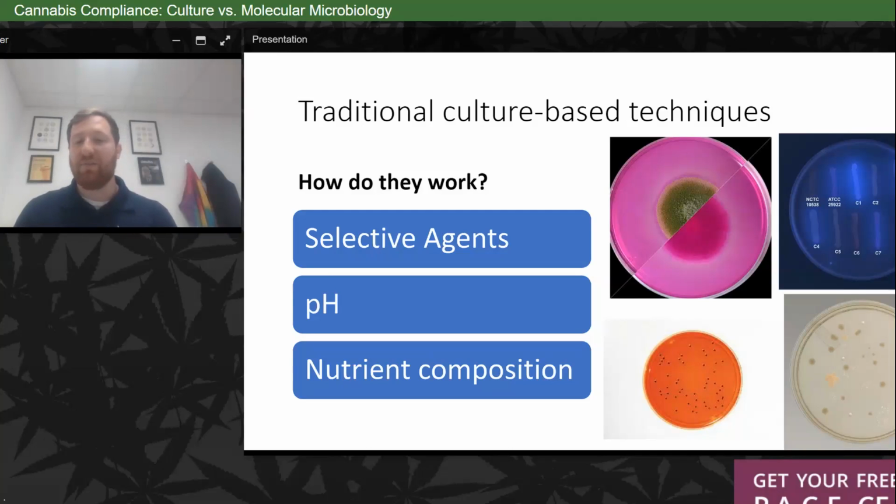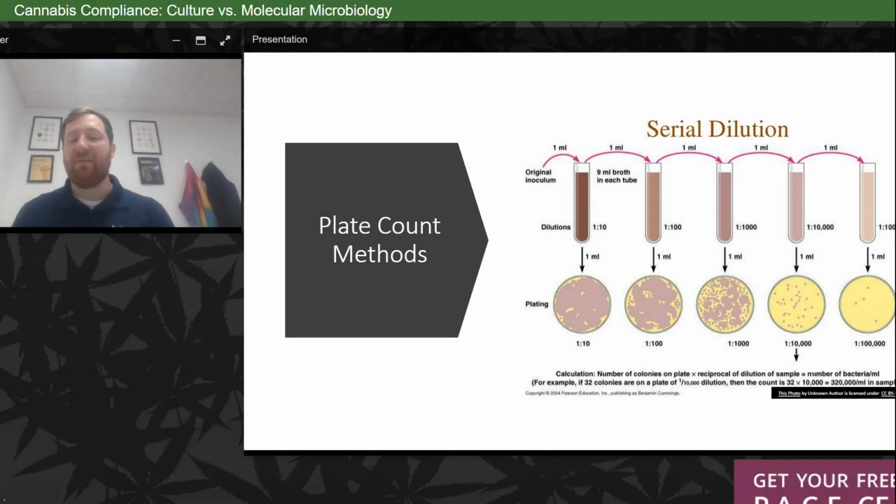In traditional culture-based techniques, the plate count method of choice is always going to be serial dilution. That's what I was talking about with your primary dilution, making sure you're diluting these out serially. So not only are you going to be in the countable range of the plate, but you're also still going to be in the detection limit for your assay.